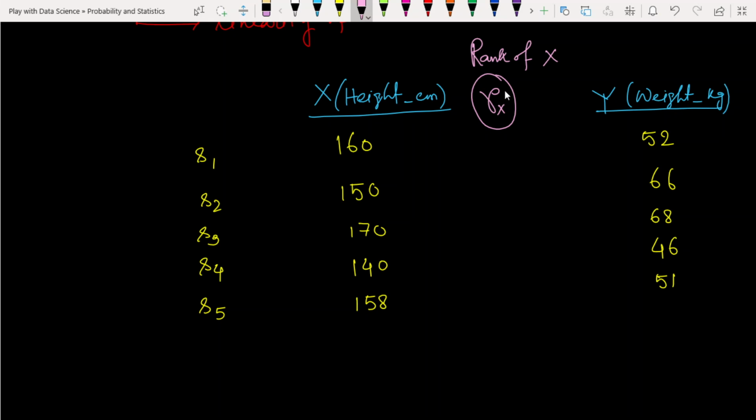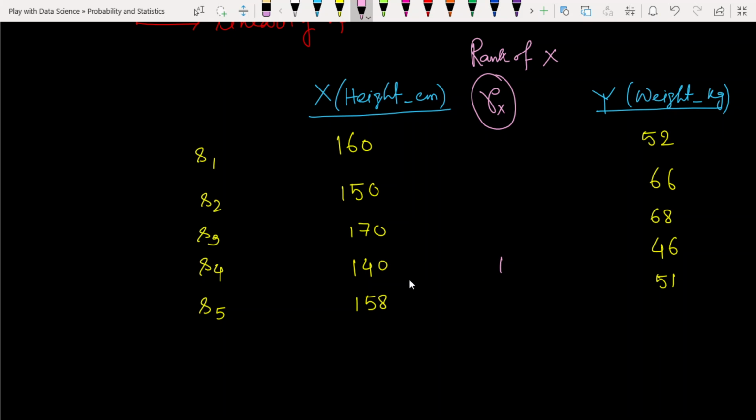That's simply the rank of this random variable x. First, the rank: how do we measure this? What is the smallest value? I think the smallest is 140, so the rank of this 140 will be 1.